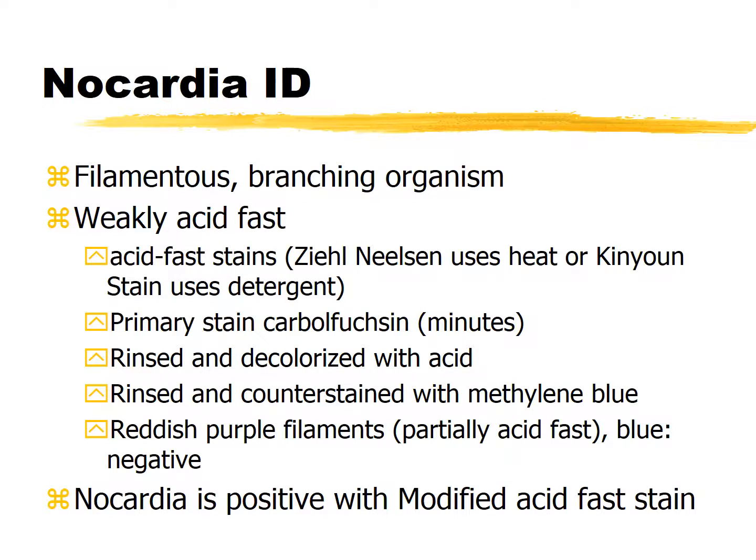They're filamentous branching organisms. They're weakly acid fast, so you want to associate Nocardia with weakly acid fast. You can use a Ziehl-Neelsen, which uses heat, or you can use a Kinyoun. When you talk about an acid fast stain, we kind of mentioned this in earlier lectures. Your primary stain, once again, is carbolfuchsin. Then you're going to decolorize it with an acid. Then you're going to counterstain it with methylene blue. And so reddish purple filaments would indicate partially acid fast, and blue would be negative.